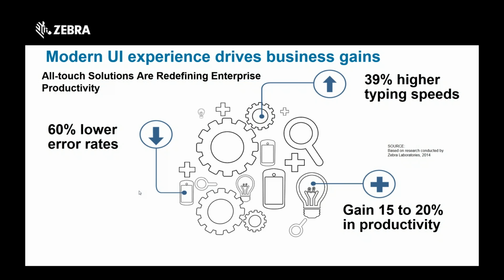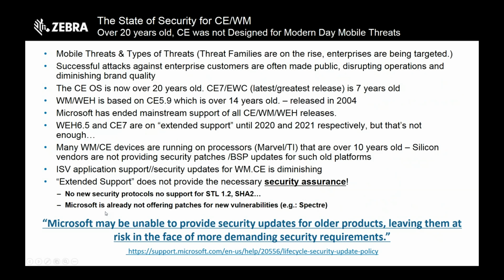A lot of things are impacting our ability to execute, and then you add in the element of security, knowing that organizations these days have a significant focus on making sure that their mobile environment is indeed secure. Right now with Windows CE, it's catch as catch can if they're able to do it. In fact, there's a link to Microsoft's support site here. It says Microsoft may be unable to provide security updates for older products, leaving them at risk in the face of more demanding security requirements.